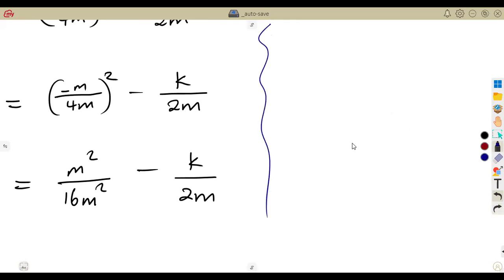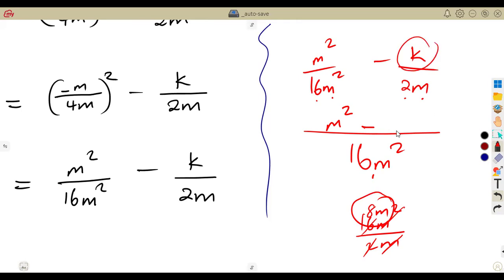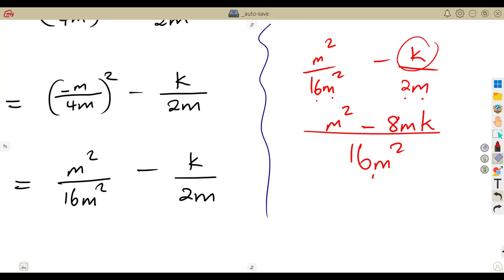What are we going to have at the end? So we can say that here we've got m squared over 16m squared, between 16 and 2, that's 16 between m squared and m, that's m squared. So 16m squared. So you divide here, that's a 1. Then 1 times m squared, which is m squared. Minus, guys, if you divide 16m squared by 2m, 2 into 16, that's 8. M into m times k, which is 8mk like this. So this is what you are going to have at the end. So we've got m squared minus 8mk over what? Over 16m squared. As a single fraction.